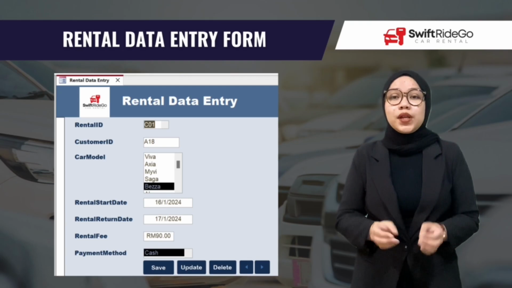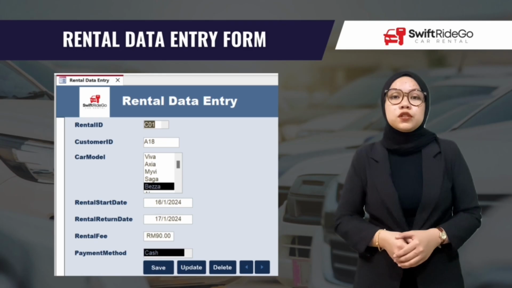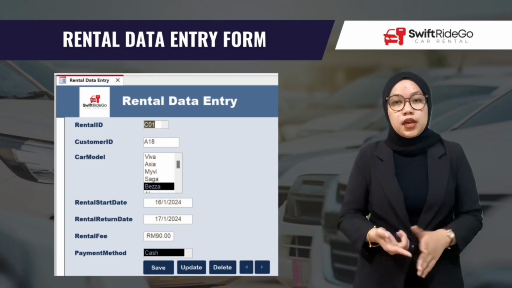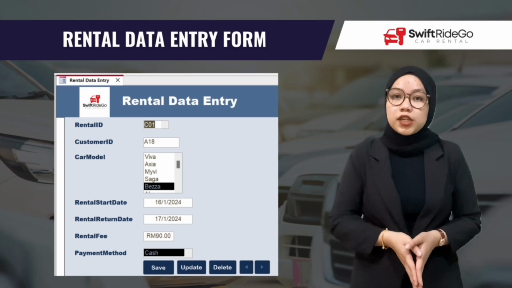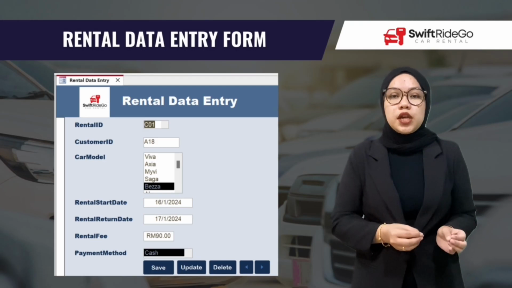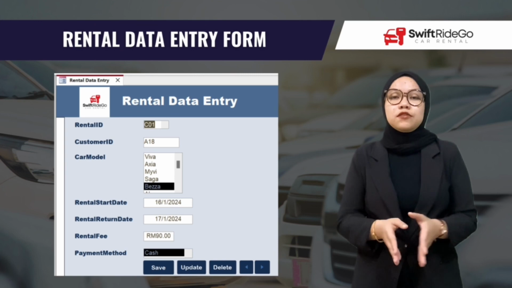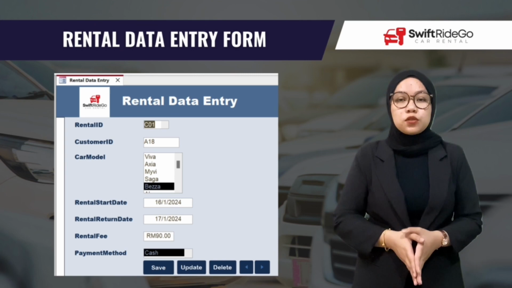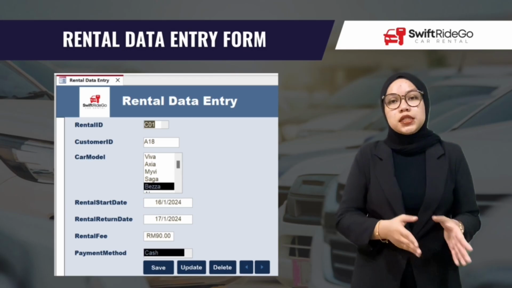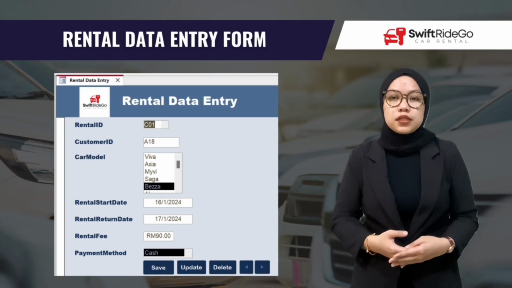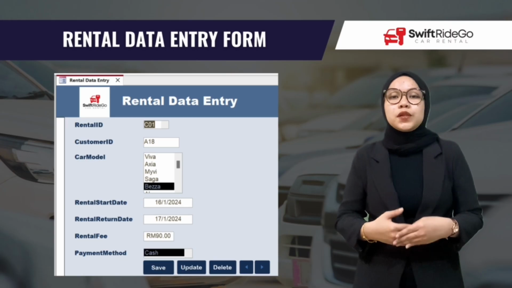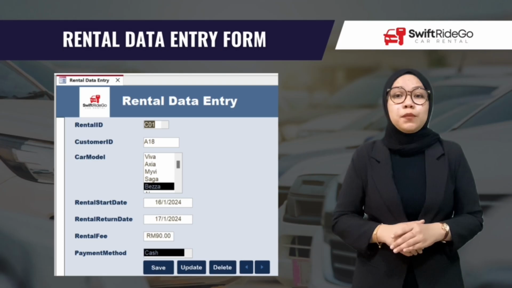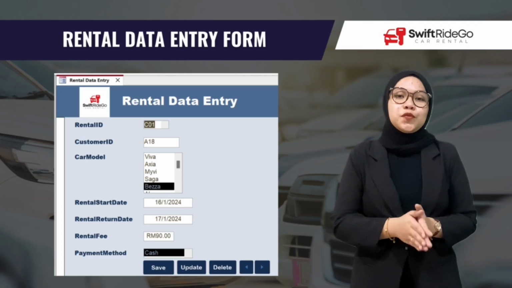In design view, the rental data entry form also features the same set of buttons: Save, Delete, Next, and Previous. These buttons are configured to perform actions similar to those on the customer data entry form, ensuring consistency in functionality across both forms. The Save button records new transactions or updates existing ones, while the Delete button removes the specific rental records. The Next and Previous buttons allow for easy navigation through the database, making it simple to review or manage rental information. To demonstrate, I will switch to Form View.